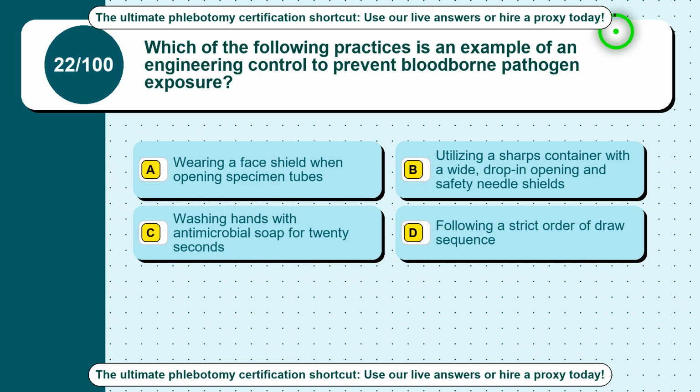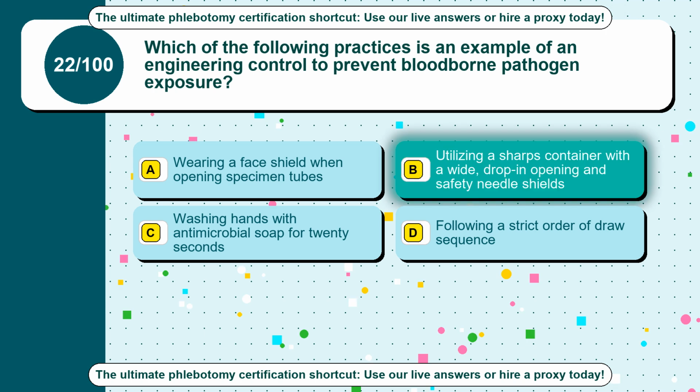Question 22. Which of the following practices is an example of an engineering control to prevent blood-borne pathogen exposure? Option A. Wearing a face shield when opening specimen tubes. Option B. Utilizing a sharps container with a wide, drop-in opening and safety needle shields. Option C. Washing hands with antimicrobial soap for 20 seconds. Option D. Following a strict order of draw sequence. The correct answer is option B.